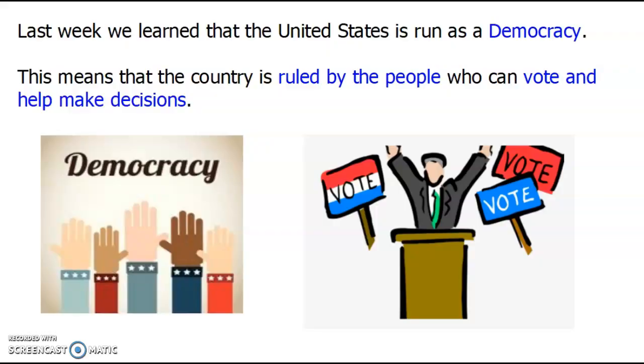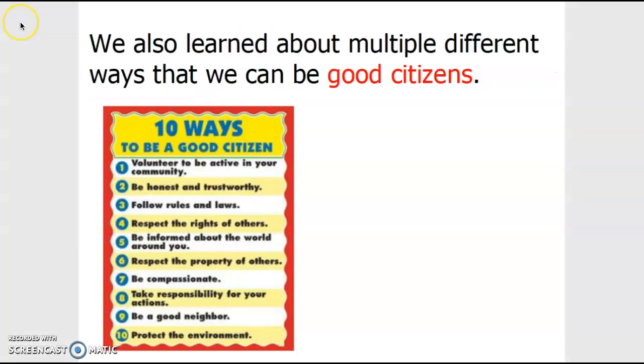Last week, we learned that the United States is run as a democracy. This means that the country is ruled by the people who can vote and help make decisions. And again, compared to the past, that means we are no longer ruled by a king. We have a president who is elected by the people. Last week, we also learned about multiple different ways that we can be good citizens.